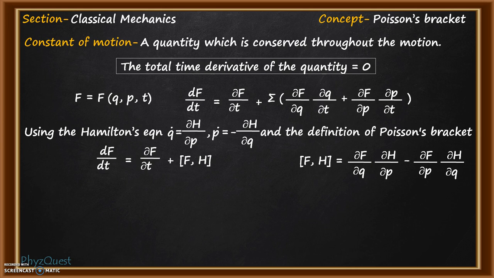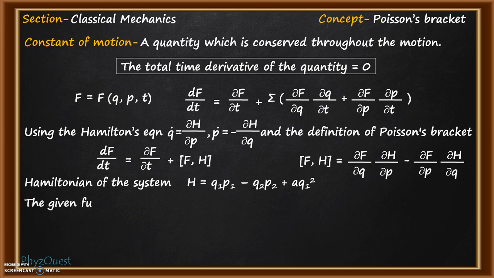Now in the given question, the Hamiltonian expression is given as H = q1 p1 - q2 p2 + a q1 squared, and the given function f is equal to q1 q2 + lambda p1 p2.